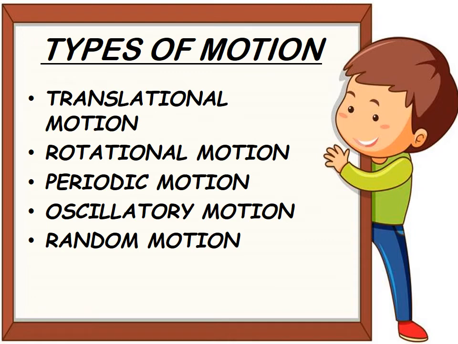Types of motion. Translational motion, rotational motion, periodic motion, oscillatory motion, random motion. All the above objects exhibit different types of motion. Let us learn about them.